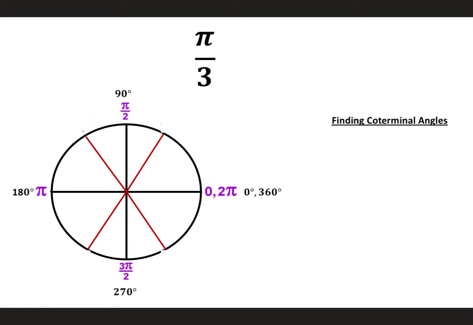All right, so the first thing we need to know is that whenever we see a denominator of 3 in a simplified radian expression, so for example, pi over 3 radians, it is a reference angle of 60 degrees. So the denominator of 3 means a 60-degree reference angle.